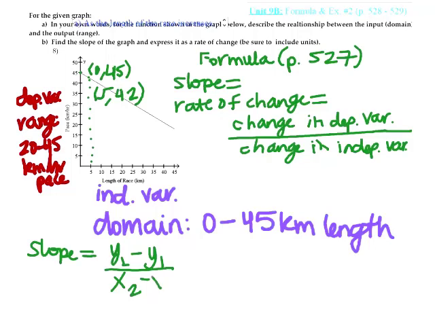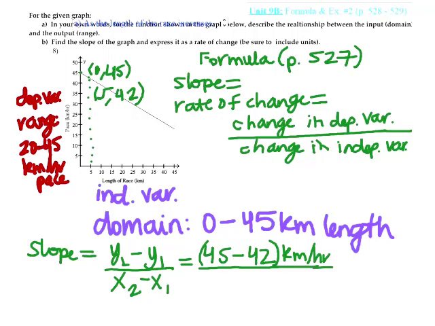over x2 minus x1. Our change in dependent variable is going to be the change in pace. So we can subtract our y values here, 45 minus 42, and we can subtract 5 from 0. It is important not to drop the units. Here, our units for pace are kilometers per hour. And down below, the change in independent variable is 0 minus 5, and the units for the length of race is kilometers.